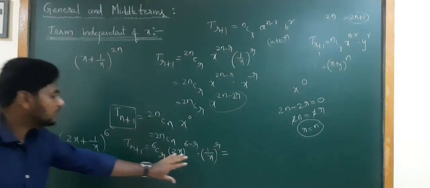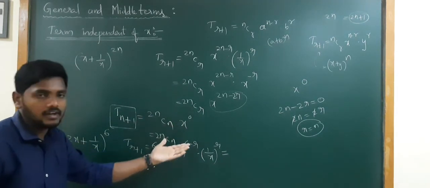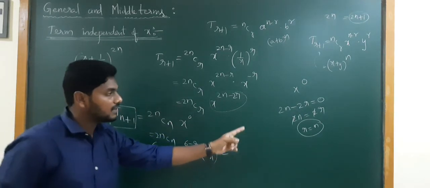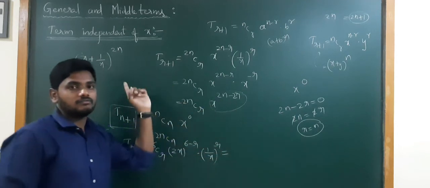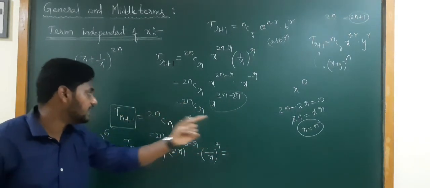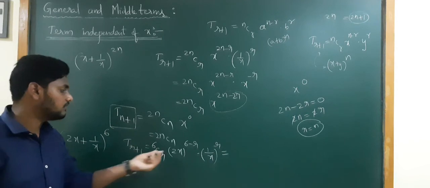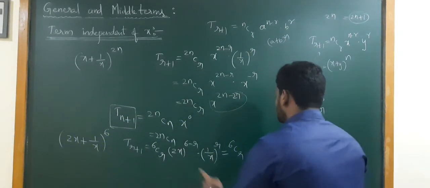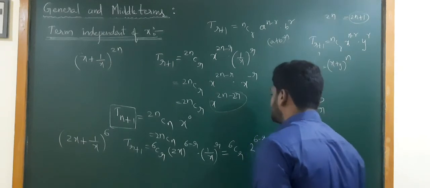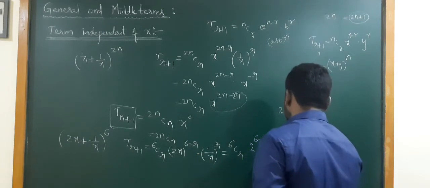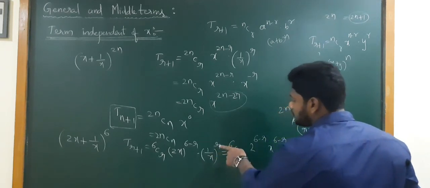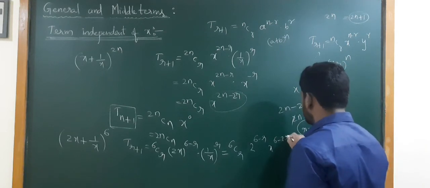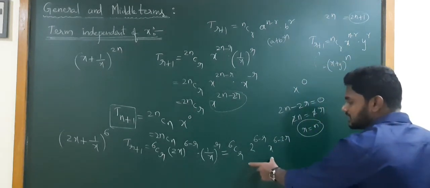Right? Now if you simplify this, after that you will get the x power value. That power, if we equate to 0, you will get the r value. If the r value is 1, it means 1 plus 1, the second term. If the r value is n, it means the (n+1)th term. Like that we need to find the r value first of all. So this is 6Cr into 2 to the power of 6 minus r, x to the power of 6 minus r. Here 1 by x to the power of r means x to the power of minus r. So minus r, you will get 6 minus 2r. So this is the general term.